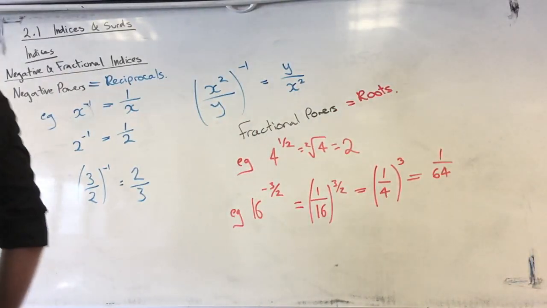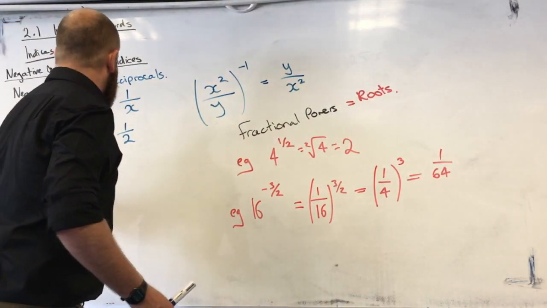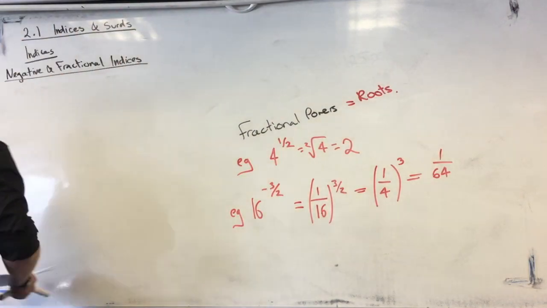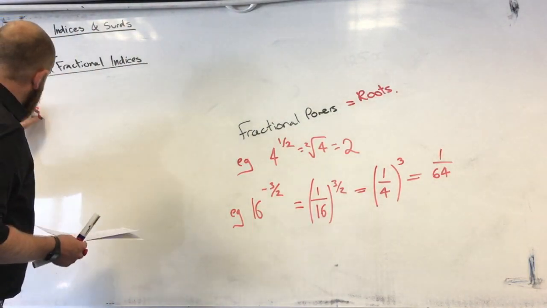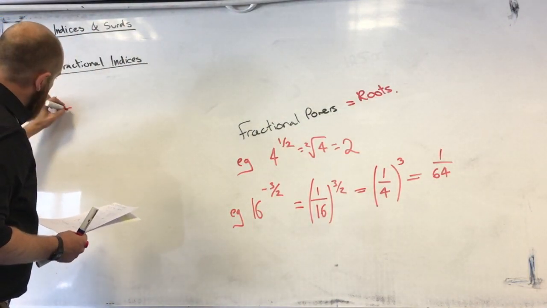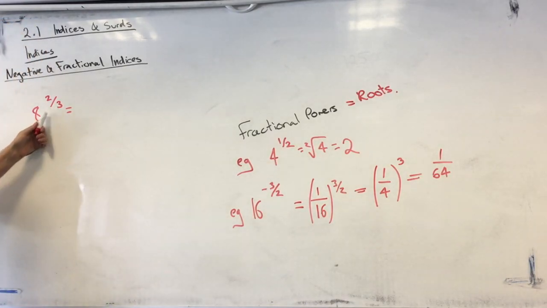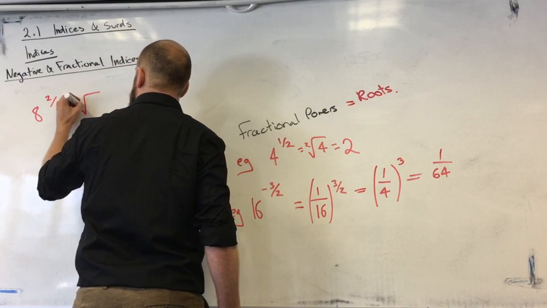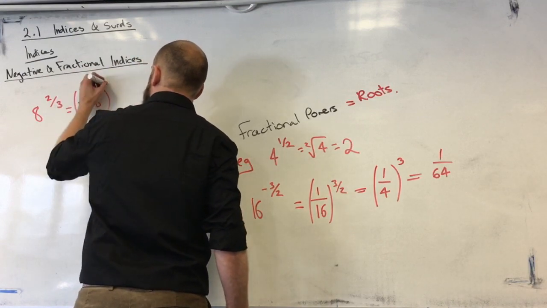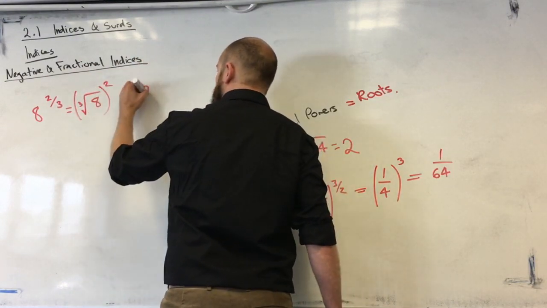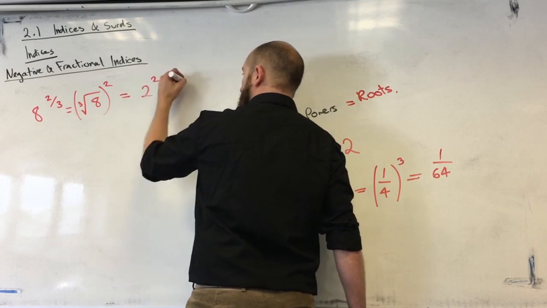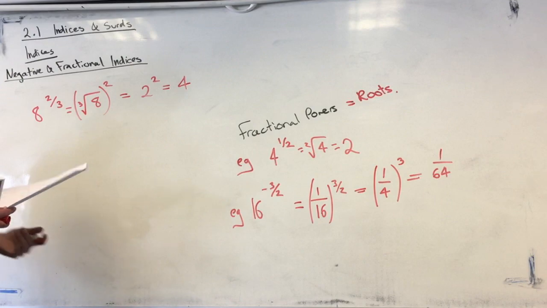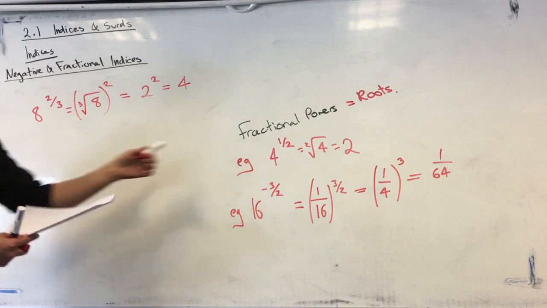I need some more space. 8 to the power 2 over 3. So that's going to be the cube root of 8, squared. And the cube root of 8 is 2. And 2 squared is 4. Okay, so that's fractional powers.